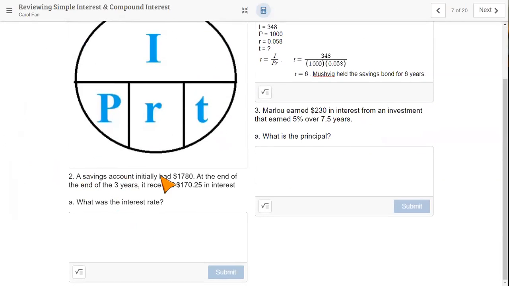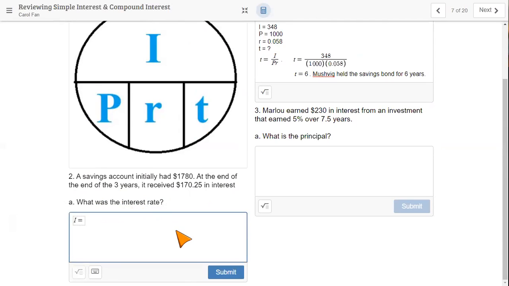A savings account initially had $17.80. At the end of 3 years, it received $170.25 in interest. What's the interest rate? Now remember, our interest rate is going to be given as a decimal when we calculate it. We need to make it into a percent afterwards.